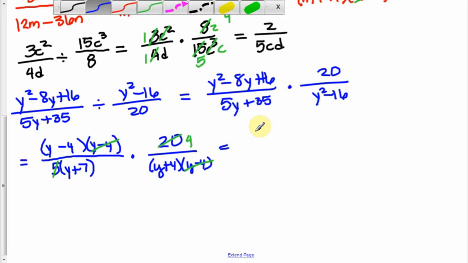So let me write it down and make sure. 4 times y minus 4. Again, we write the coefficient in front of everything when we're writing a multiplication expression. And then on the bottom, y plus 7 times y plus 4. And that's it. Any questions?